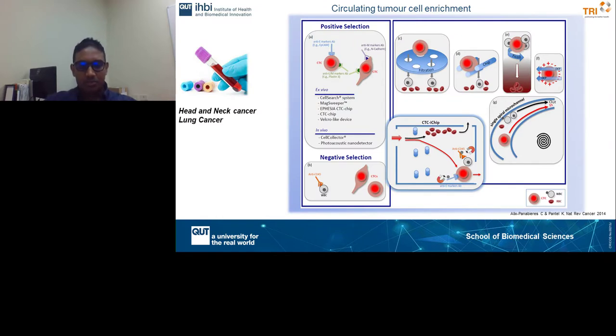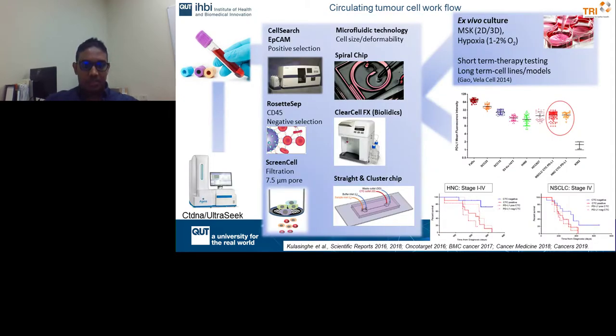We used a number of approaches to capture these circulating tumor cells, as described in the slide, including positive selection. We used FDA-approved EpCAM enrichment technology as well as negative depletion to capture these rare cells. We also looked at filtration-based devices and microfluidic devices to capture these rare cells from a blood sample.